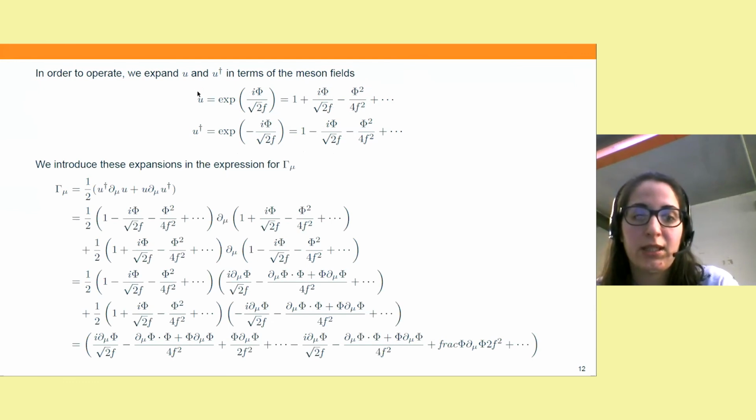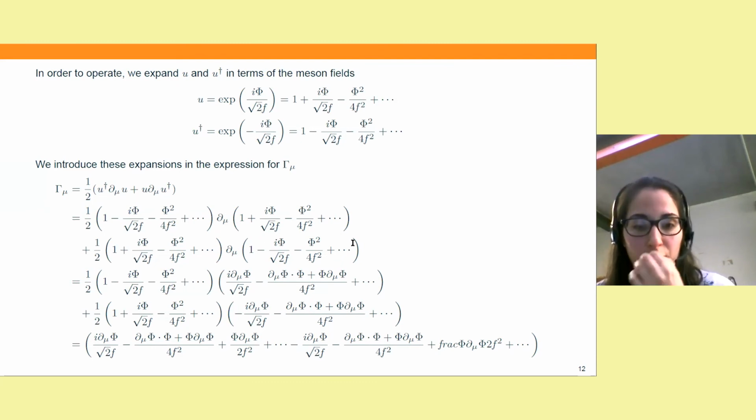And now that we know how these expressions, this u and u dagger, look like, we can introduce them in the definition for the chiral connection. It was given in the exercise that it's defined as 1/2 u dagger, the derivative of u, plus u, the derivative of u dagger. So we just substitute these expressions that we got here for the u dagger and the derivative of u, and for the second term, u, the derivative of u dagger.